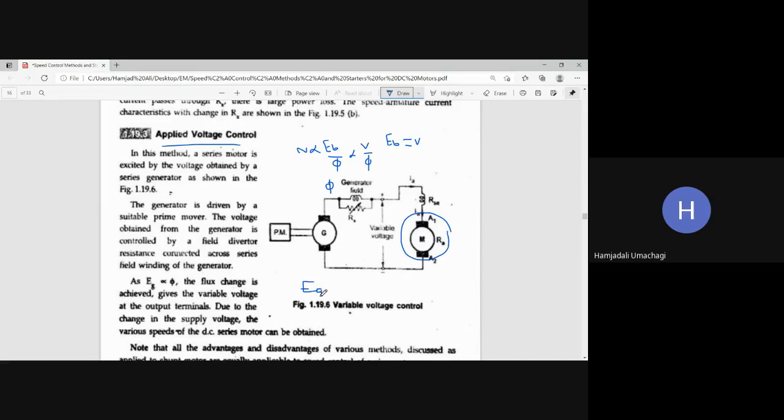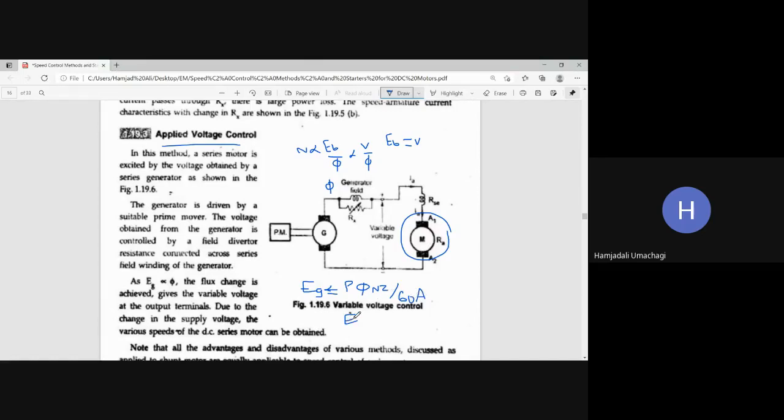For the generator, EG equation is also the same as the EB equation. What is my EB equation? P phi NZ by 60A. So here, if I change the value of the flux by changing the rheostat value, then ISC will be changing. If ISC changes, then flux changes. Yes or no? So if you check this equation, the number of poles P is constant, speed, if you maintain it constant, the conductors are constant, 60A, everything is constant.